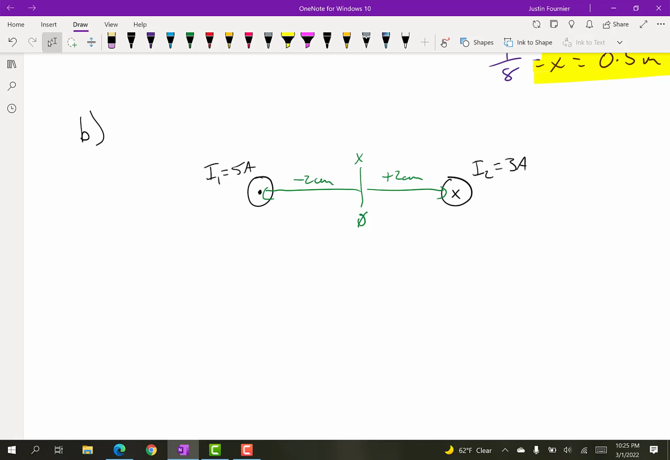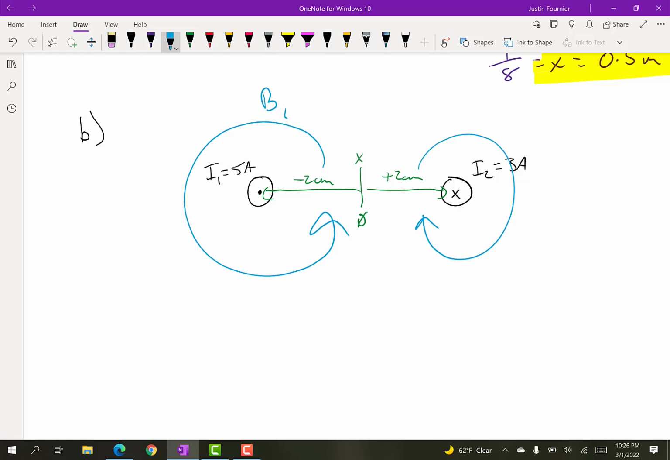So basically, I'll have a loop. If I use my right-hand rule, it's going like this, and that's for B1. And then for B2, it's going like this. So I can see in between here, the magnetic field is only pointing up. There's no other way to do it. They're always going to add together.